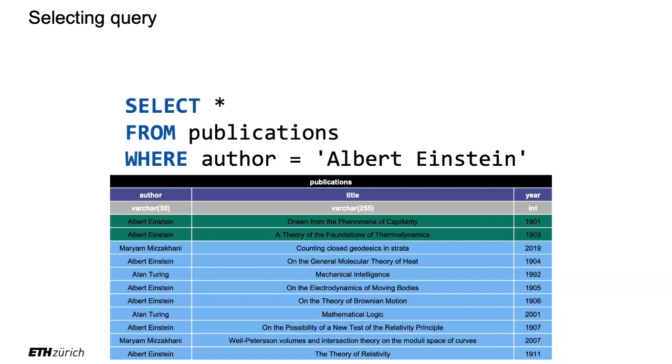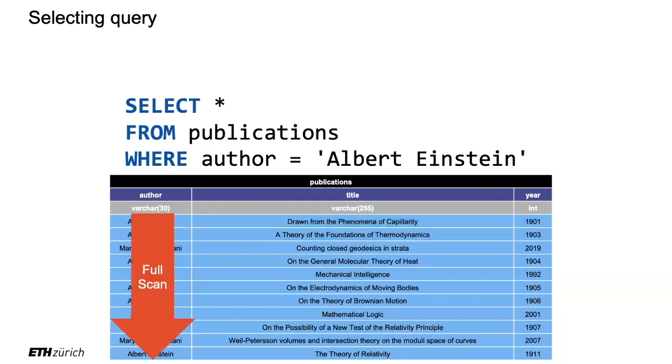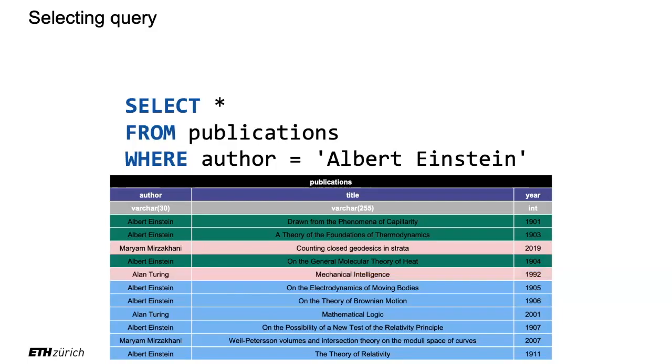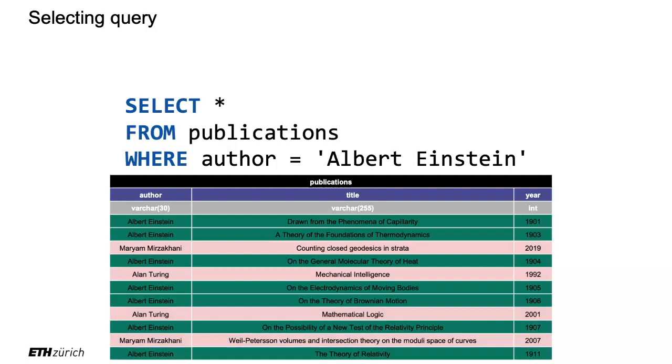I had an animation, so I can show you the animation. Okay, so we do it. Where author equals Albert Einstein. First row, yes, we keep. Second row, we keep. Third row, we don't. Fourth row, we keep. Here, we don't. We keep, we don't, keep, we don't, and we keep. That's how I execute a selection, right? For whom does that make sense? Full scan, row by row.